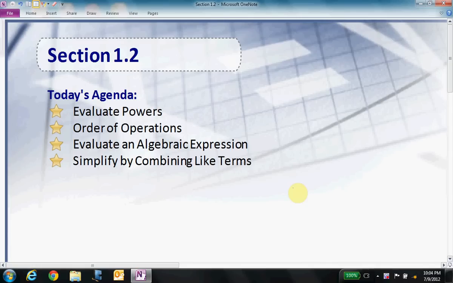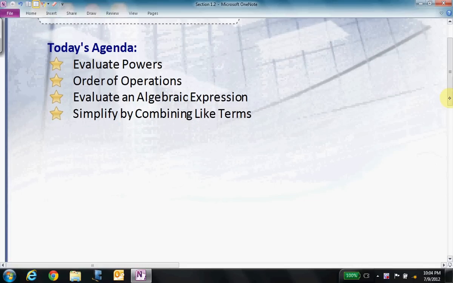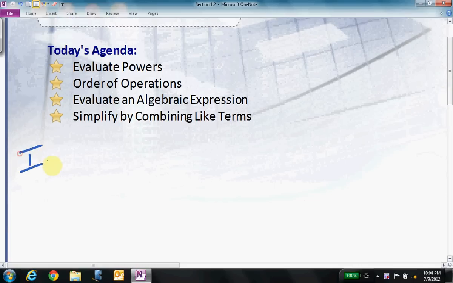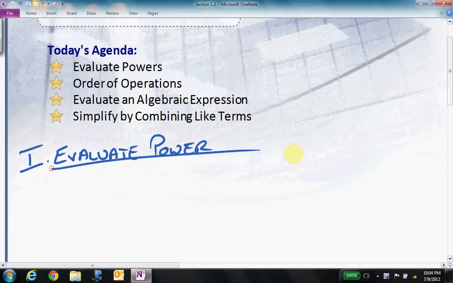Alright, section 1.2 is going to cover evaluating powers, order of operations, evaluating algebraic expressions, and lastly simplifying expressions by combining like terms. So in the first part, before we actually start to evaluate powers, we're going to go over a little bit of the vocabulary.